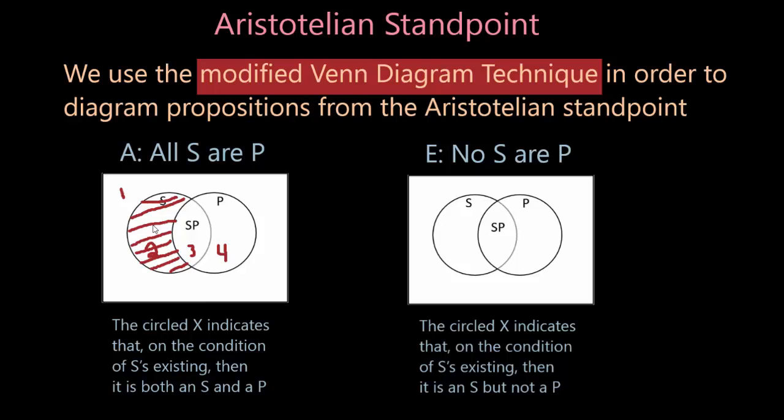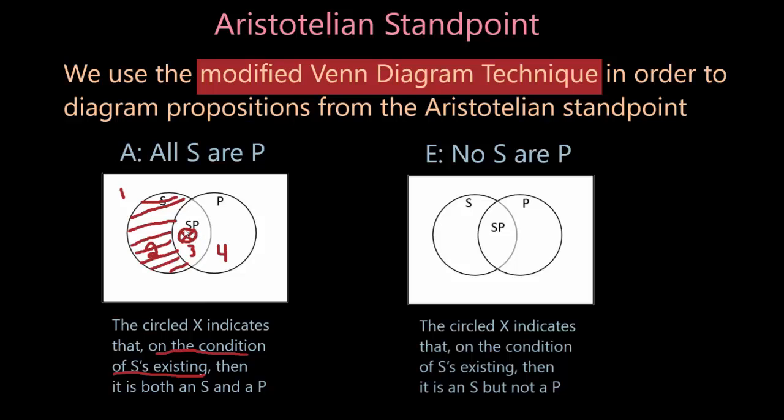But then the difference, as we were just discussing, is that from the Aristotelian standpoint, we can be committed to the existence of things from these A propositions, so long as the things in question do in fact exist. To represent that, we put those things that we might be committed to, we represent that with a circled X. So the circled X indicates that on the condition of there being an S that exists, then that S is also a P. So all S are P. If we're talking about dogs, for instance, then we are in fact committed to dogs existing. We put an X here with a circle around it.